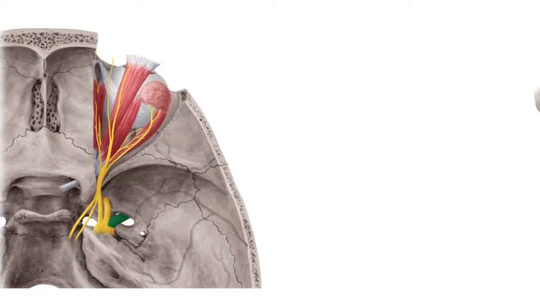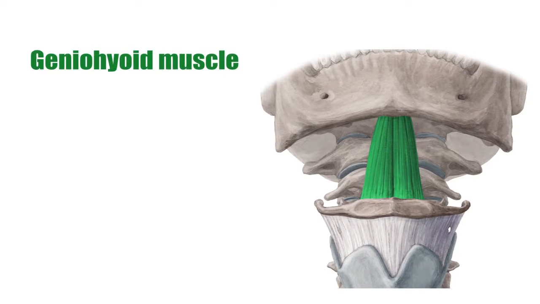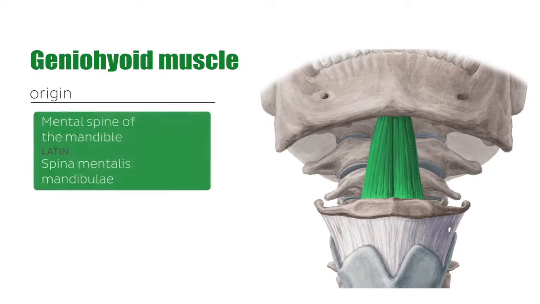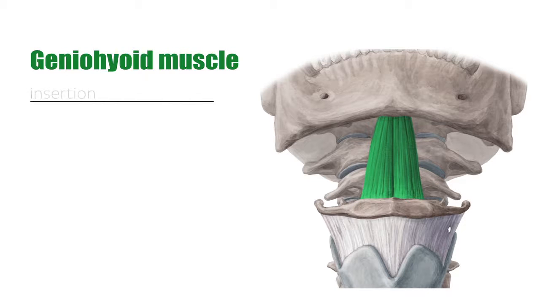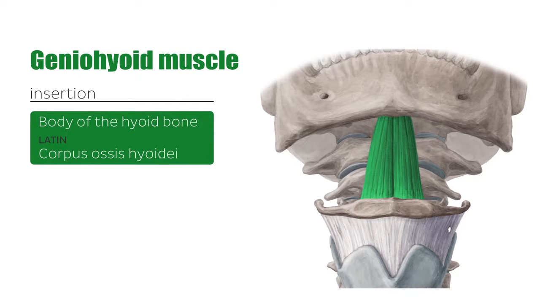Next on our list is this muscle that you see here highlighted in green, the geniohyoid muscle. In terms of the origin point for this muscle, it originates from the mental spines of the mandible at the inner surface of the mandible. The muscle inserts distally to the body of the hyoid bone. And you can clearly see here the muscle inserting on the body of the hyoid bone.